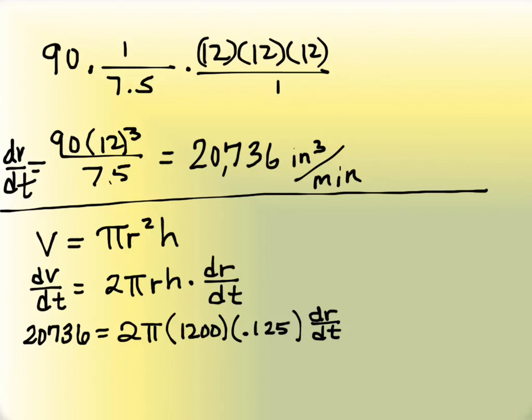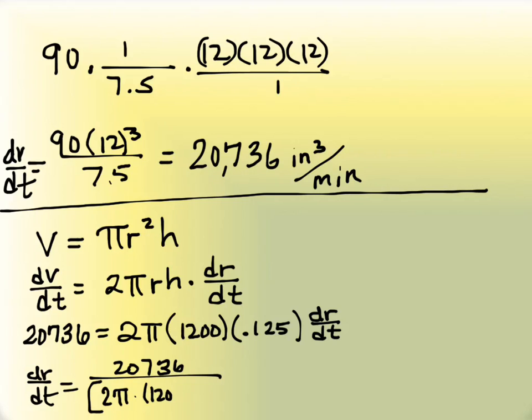Awesome. So then, take a moment, multiply things out, divide them, and so forth. You will have dr dt equal to the 20,736 divided by 2 pi times 1200 times 0.125. It would look something like this if you wanted to put it in your calculator straight away. What's that give you?